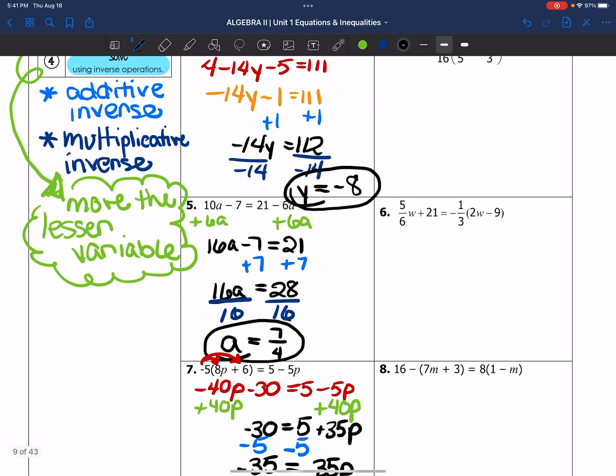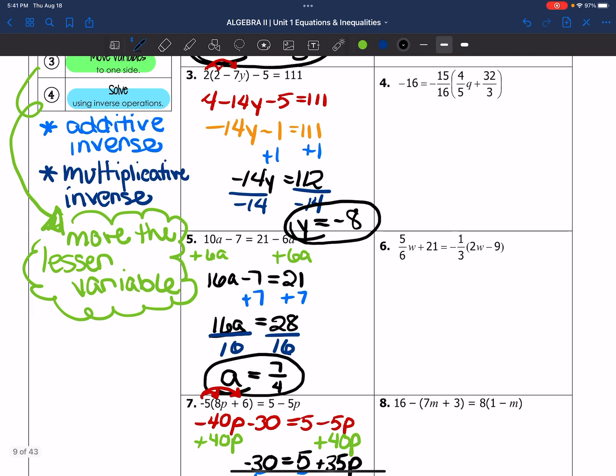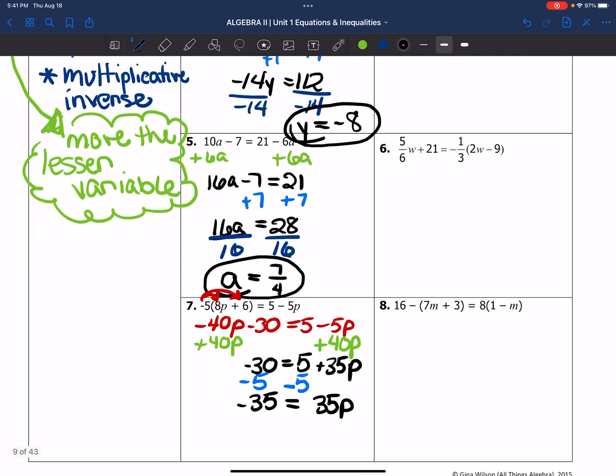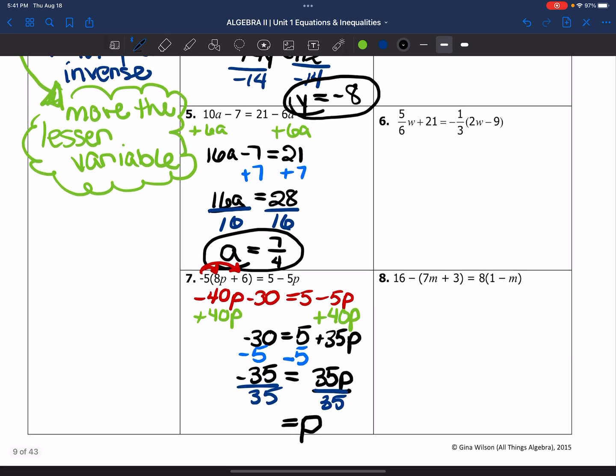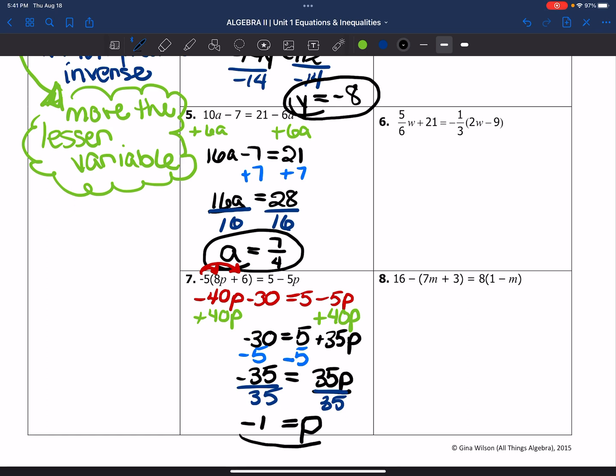Last step in our process, we are here in step number 4, but we're not done because p is not by itself. P is multiplying with 35. So ladies and gentlemen, what would be the multiplicative inverse of multiplying by 35? That is to divide. That is to divide by 35 on each side. And that means our final answer, p, is equal to what, you guys? What is it equal to? That would be a negative 1.